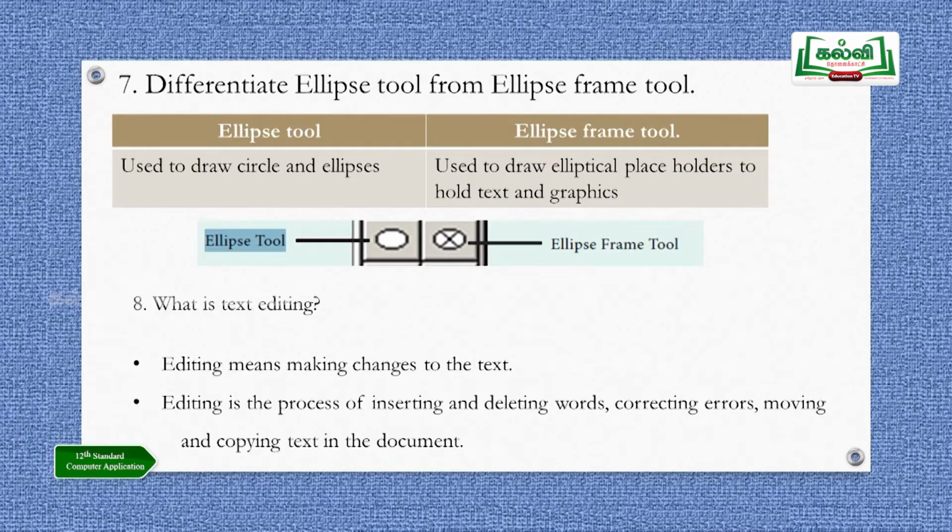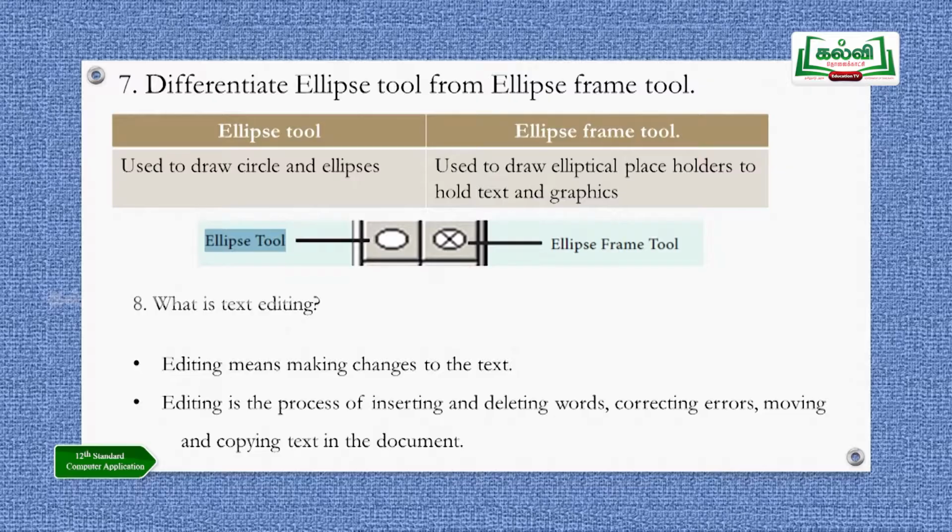Okay. Next, you will move on to the 7th question. Differentiate ellipse tool from ellipse frame tool. In the 1 mark question I was discussing in the previous class that the ellipse tool is used to draw a circle or any round shape. You have two tools there, ellipse tool and ellipse frame tool.